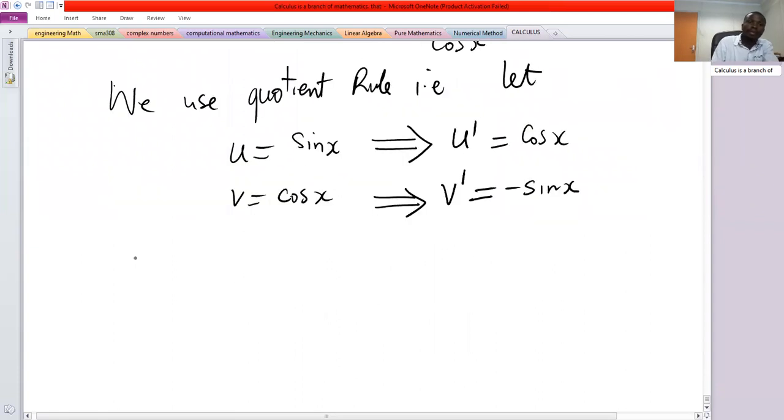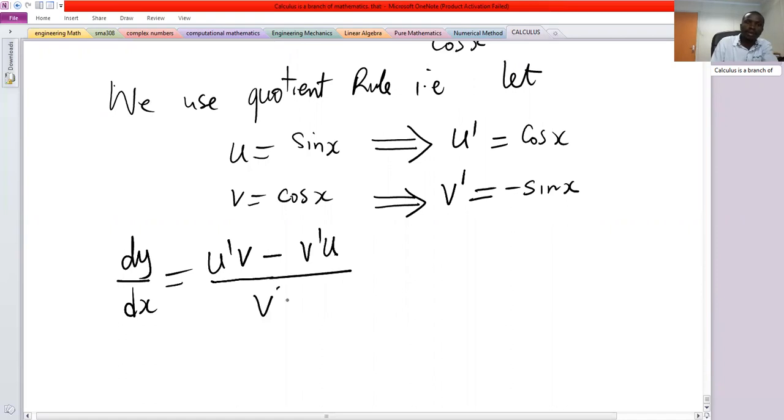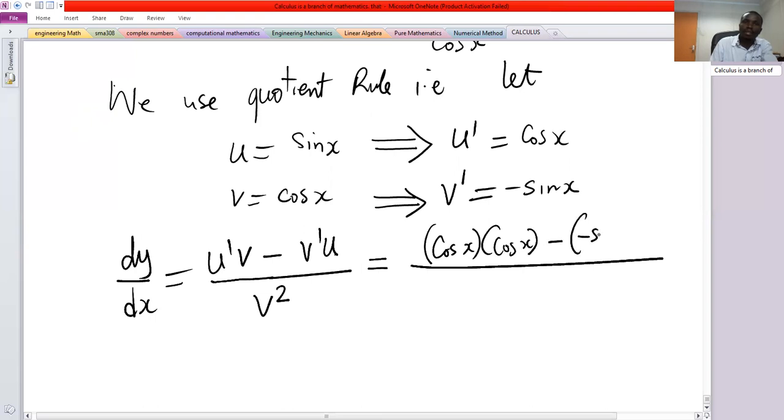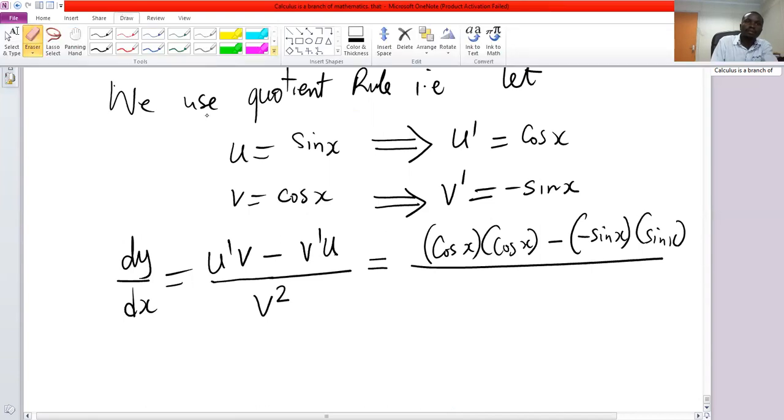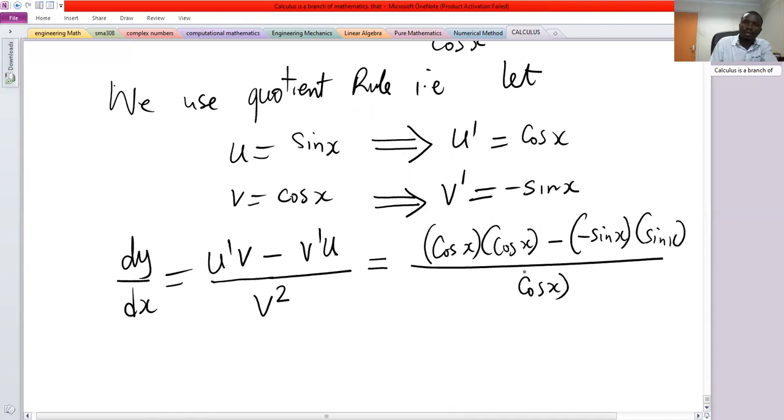So then, by definition, dy dx is given by u prime v minus v prime u divided by v squared, which will be given by, now u prime is cosine of x, v is cos of x, minus v prime is minus sine x, and u is sine x, divided by v squared. v is cos, so it is cos x squared.